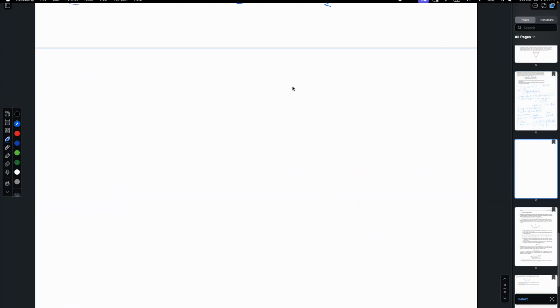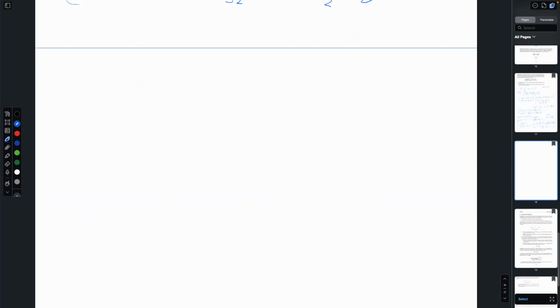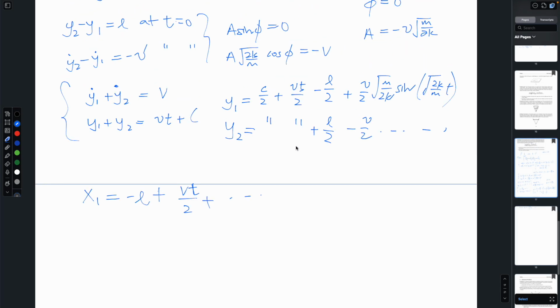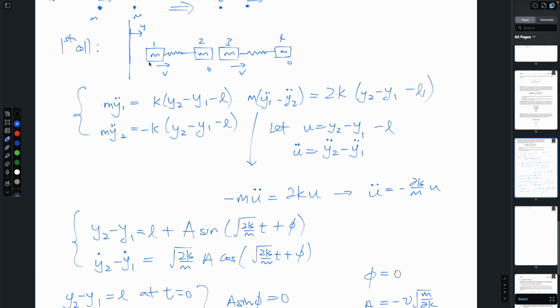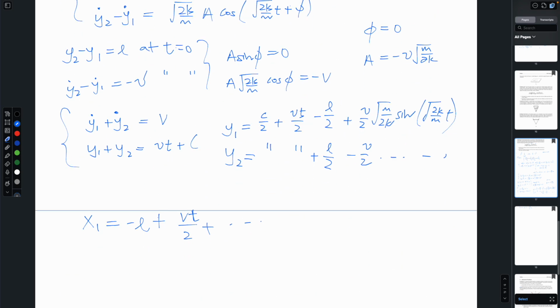Okay, and then after that, you just use the result of the first case of the equations of motion. So you have x1 is equal to negative L plus vt over 2 plus and so on. The reason why I'm defining it now as x is to represent that we're working in the four mass system. So we'll do x1, x2, x3, and x4. Just now it was y1, y2, where we only cared about the first and second. Now we're doing 1, 2, 3, and 4 to solve part B.